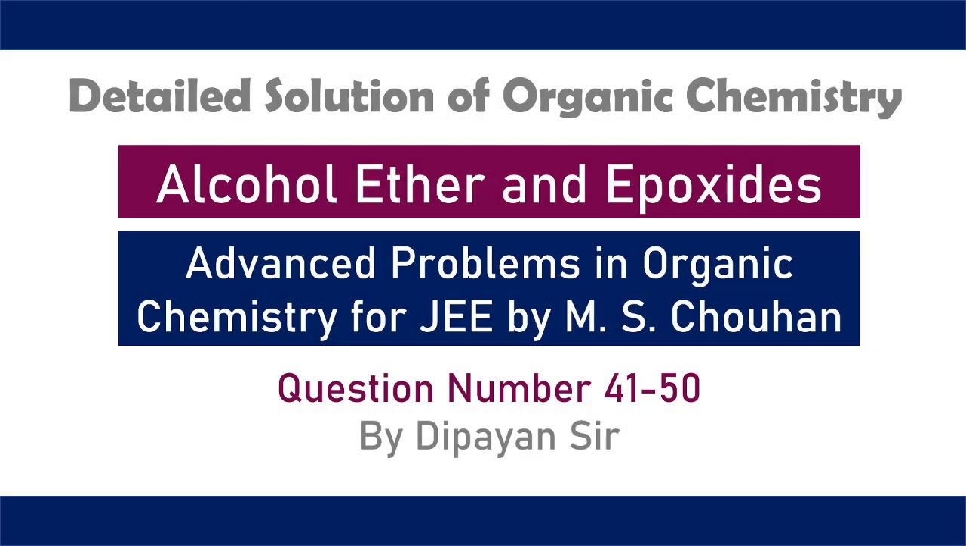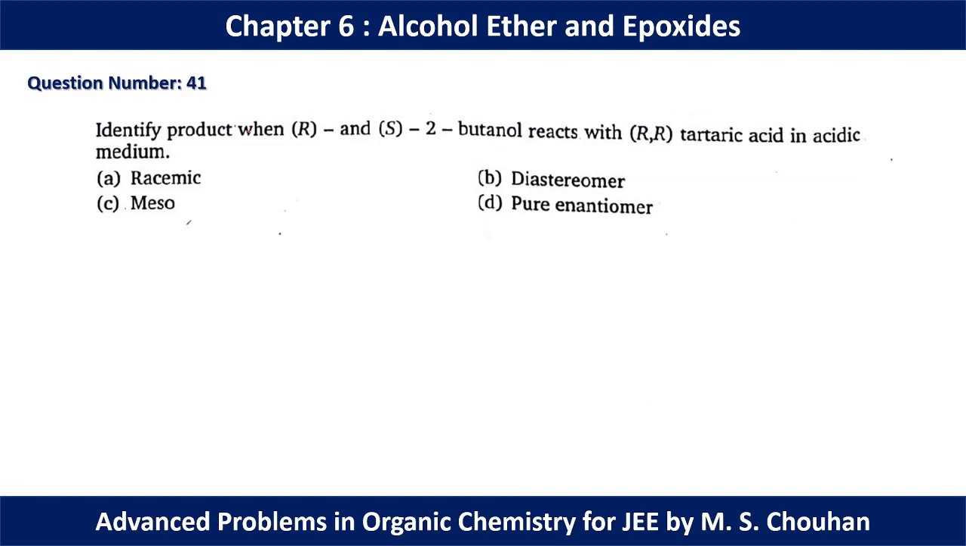Hello students, in this video we are going to discuss question number 41 to 50 of alcohol, ether and epoxides from Advanced Problems in Organic Chemistry for JEE by MS Chauhan. In question number 49, identify the product of RS 2-butanol with RR tartaric acid in acidic medium. So this is the case of an esterification reaction.